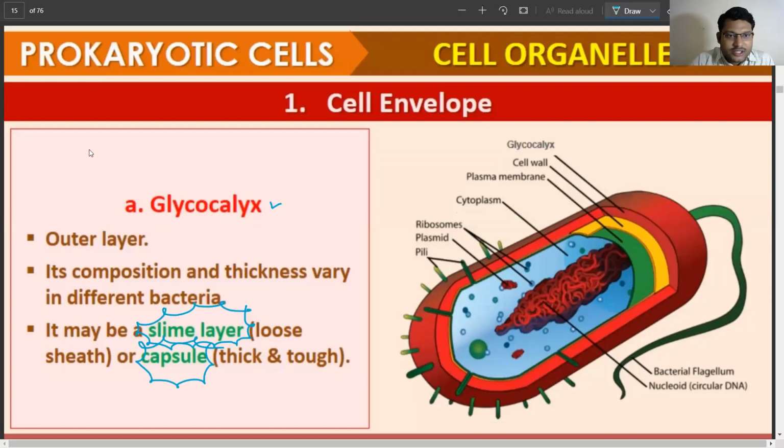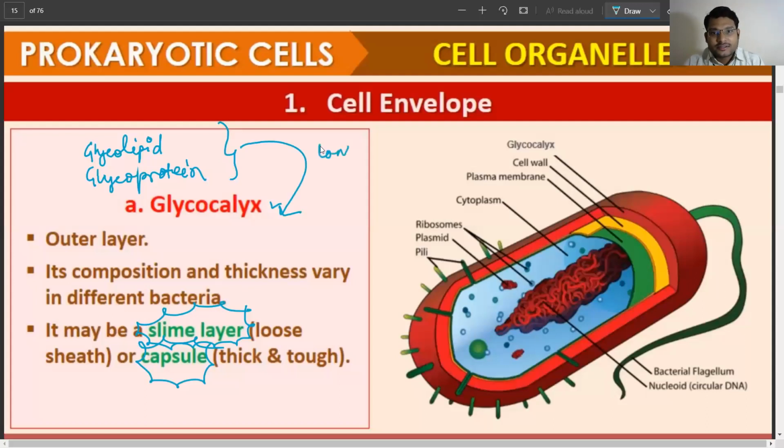Now, there are two structures. One is called the glycolipid, which is a chemical structure that you learn in higher classes, and the other one is called the glycoprotein. Okay, now these two structures, glycolipid and glycoprotein, chemically constitute this particular glycocalyx. So chemically, two components: glycolipid and glycoprotein.